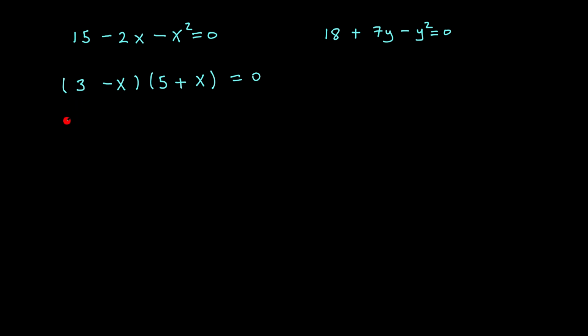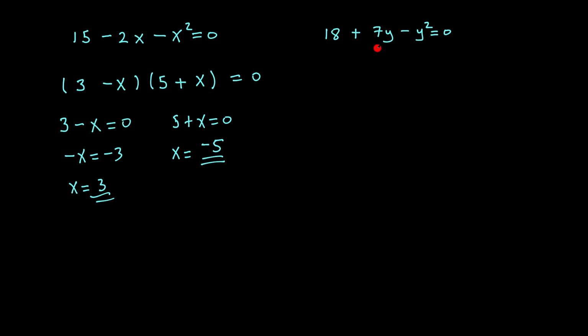So the two possibilities are, or the solution is, 3 minus x is equal to 0. And if that is the case, so you have minus x is equal to minus 3, then x must equal 3. And in this case, we have 5 plus x is equal to 0. That means x must equal minus 5. And that is my solution for this quadratic equation.